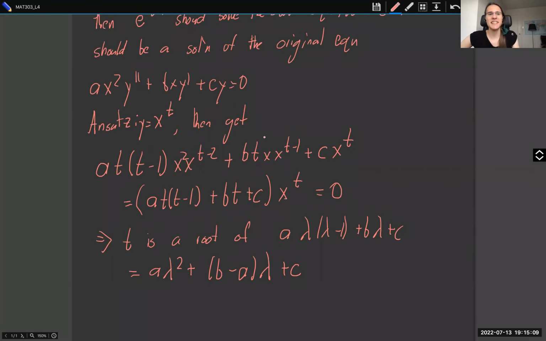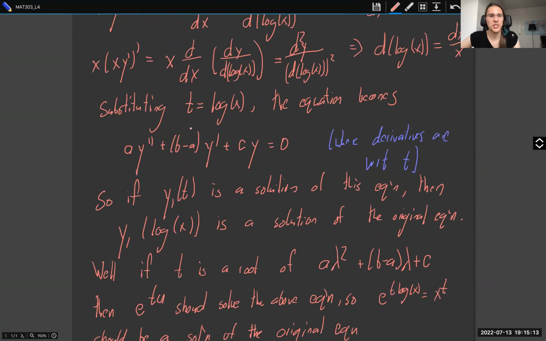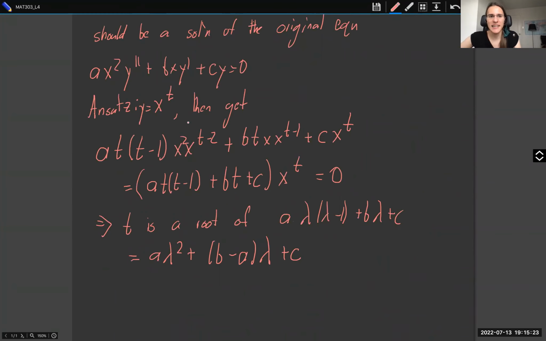So that says indeed that if we solve this equation, which is just we take the first coefficient and we subtract it from the second coefficient, so that's how we modify the equation, and we find roots of that, then x to the power of t, where t is a root of that equation, is going to be a solution of our original Euler equation.